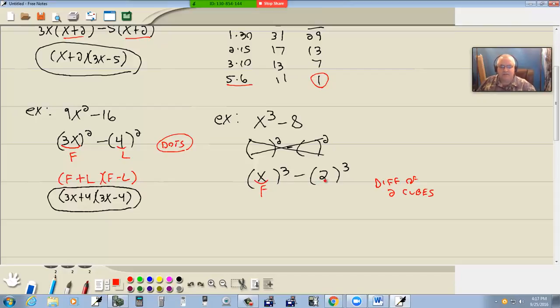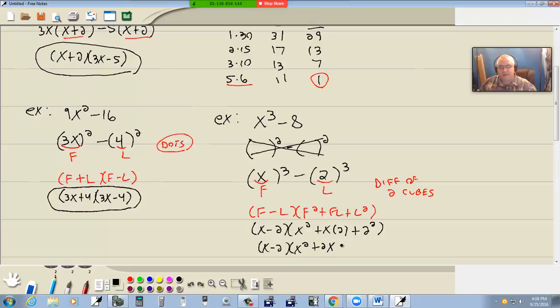So I'll label what's inside the first set of parentheses f for first. I'll label what's inside the last set of parentheses as l for last. And difference of two cubes is f minus l times f squared plus fl plus l squared. Now everywhere I have an f, I'll plug in x, and everywhere I have an l, I'll plug in 2. So we've got x minus 2 times x squared plus x times 2 plus 2 squared. And that gives us x minus 2 times x squared plus 2x plus 4. And that would be our answer.